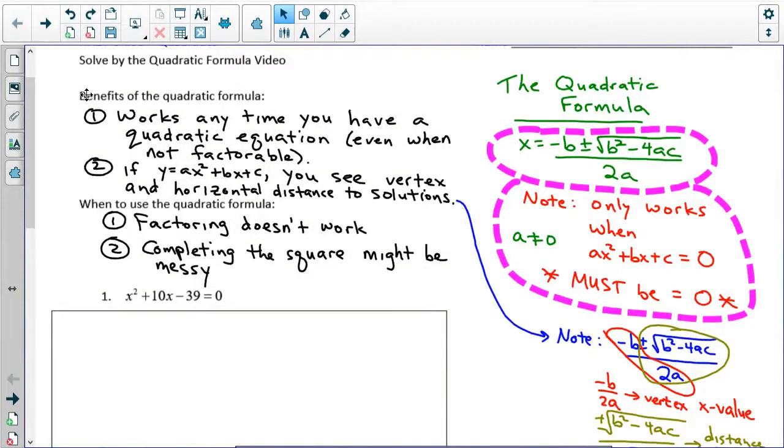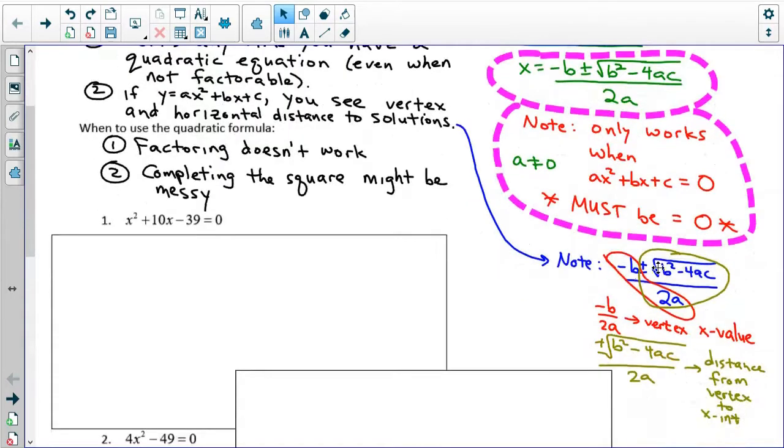So the benefits of the quadratic formula: it works anytime you have a quadratic equation, even when it's not factorable, so that's really beneficial. And if you know that ax squared plus bx plus c is equal to y, so if we think about it as a graph, you can see both the vertex and the horizontal distance to the solutions, as we just noted right here.